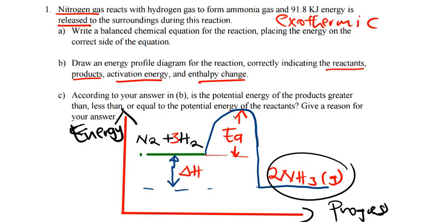So basically then you know what we're talking about. The reactants have got higher energy than the products. The reason is very simple. The potential energy of the products is less than that of the reactants because the reactants were losing energy. So they have the greater energy compared to the products. I hope that makes sense.